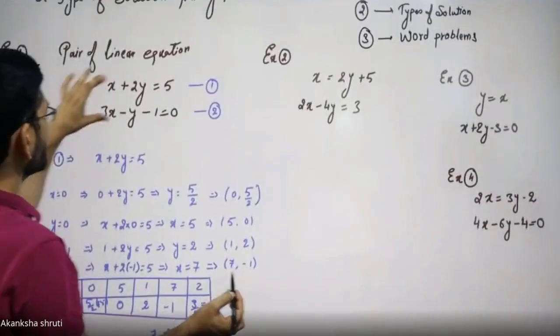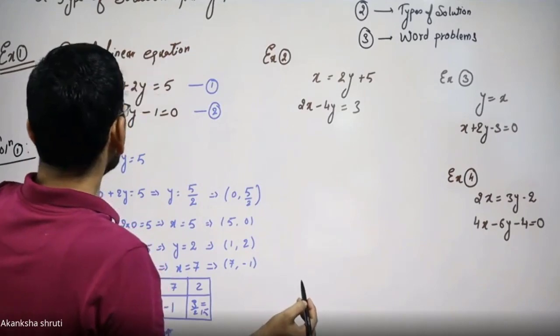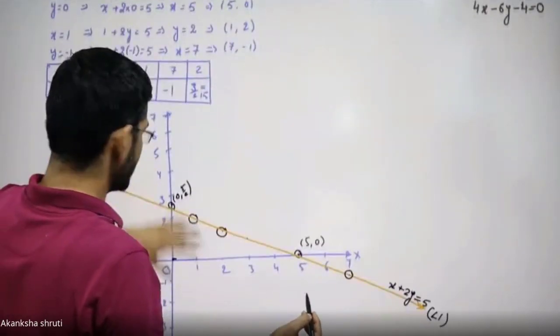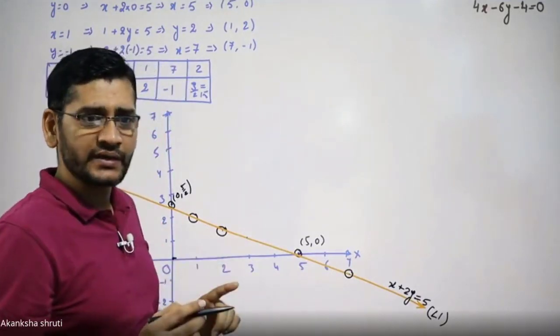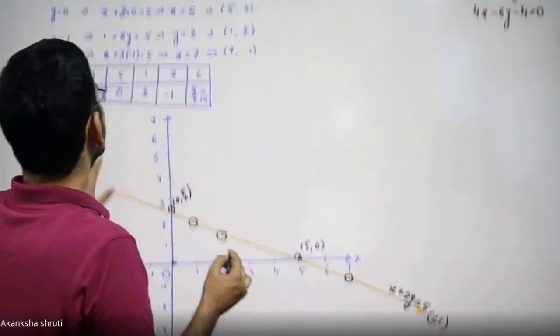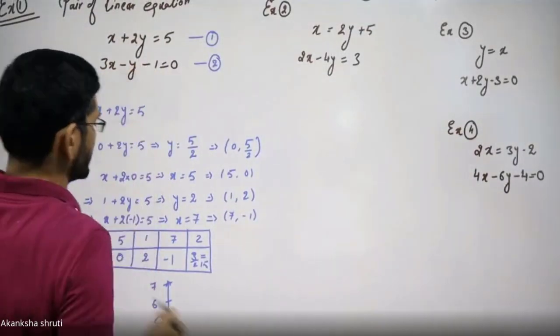So look, this is the pair of equations. In this, we have drawn the graph of one equation in this plane. The same thing we have to do for the other equation also, for the second equation also.